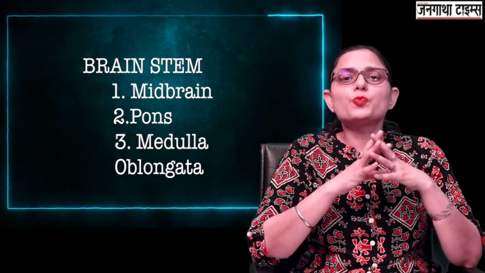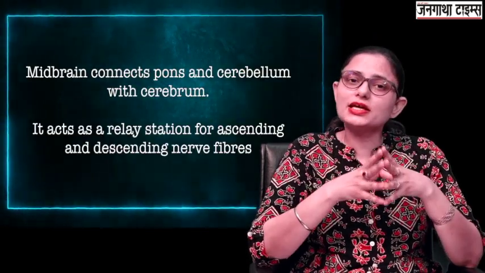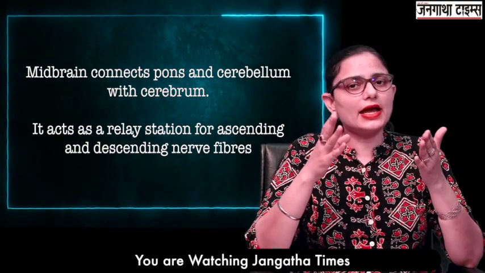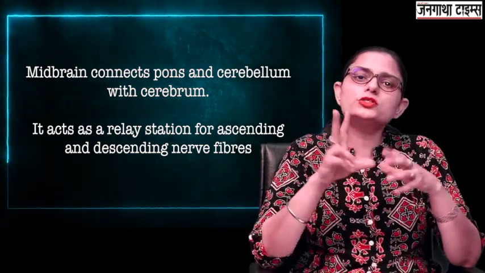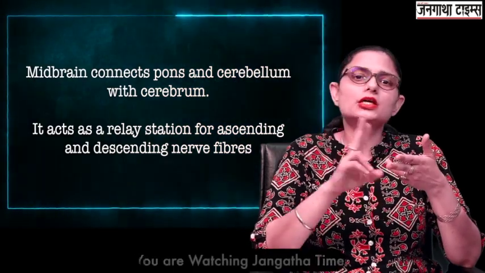Midbrain connects pons and cerebellum with the cerebrum. It is the relay station for ascending and descending nerve fibers. And moreover, two cranial nerves, that is the third cranial nerve and the fourth cranial nerve, emerge from the midbrain.